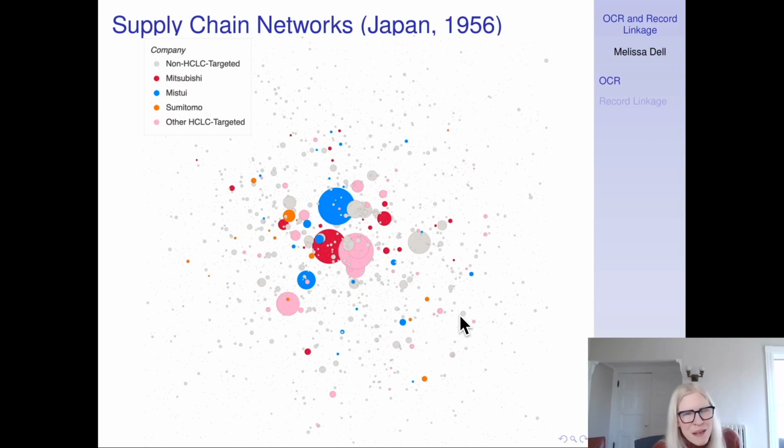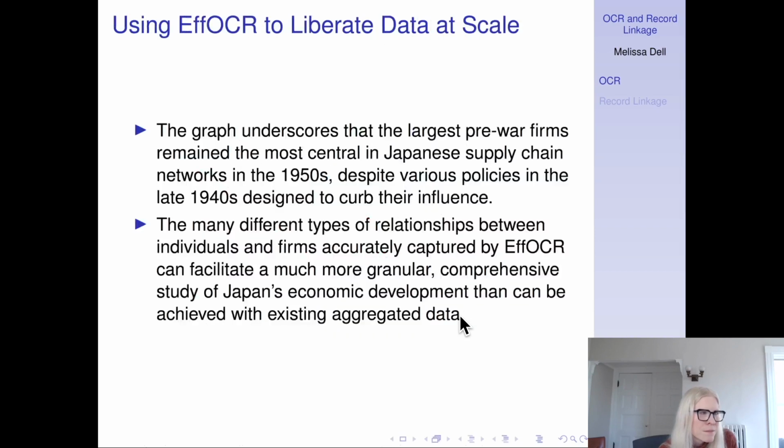And what you see from this picture is that the big three pre-war firms, as well as the other HCLC targeted large firms, tend to be the most central firms in Japanese supply chain networks after the war, despite significant efforts to break them up in the late 1940s.